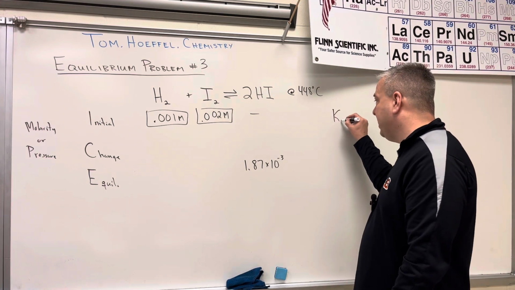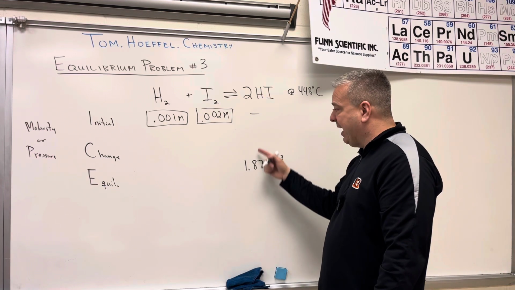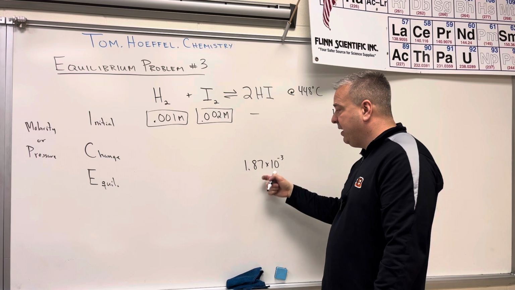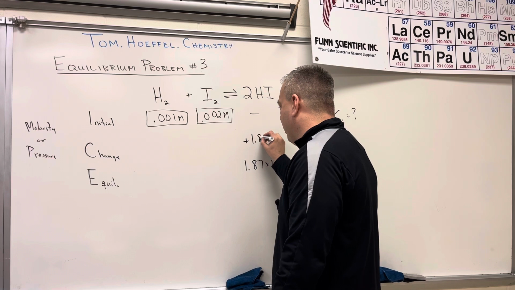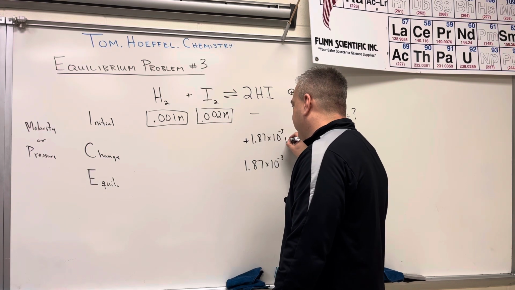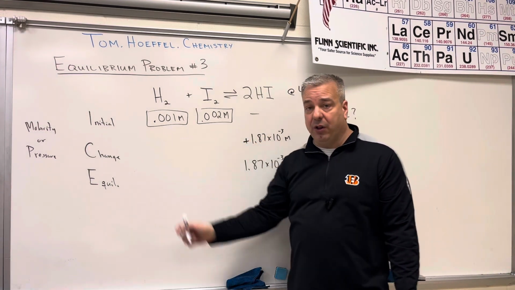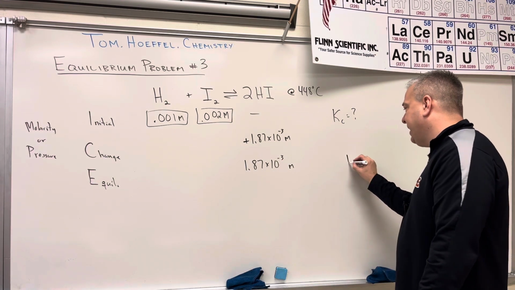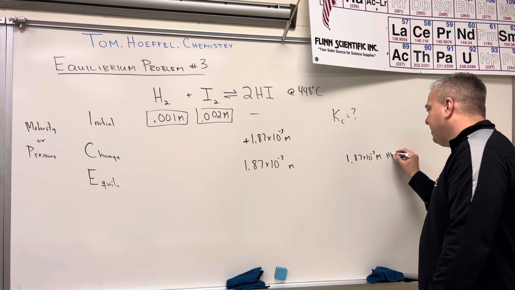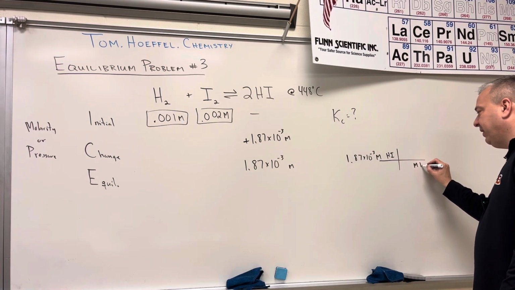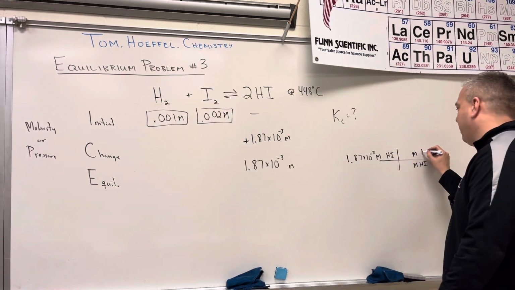So the question again is, what is the equilibrium constant equal to? So we're going to take a look at the hydroiodic acid. We know that it starts at 0 and it jumps up to 1.87 times 10 to the negative 3. So we know that this is going up 1.87 times 10 to the negative 3 molarity. And if we know the change of one of them, we can figure out the change of all of them. So we're going to take this 1.87 times 10 to the negative 3 molarity of HI, and we're going to do a train track to go from molarity of HI to molarity of either the hydrogen or the iodine. We'll go to iodine first.